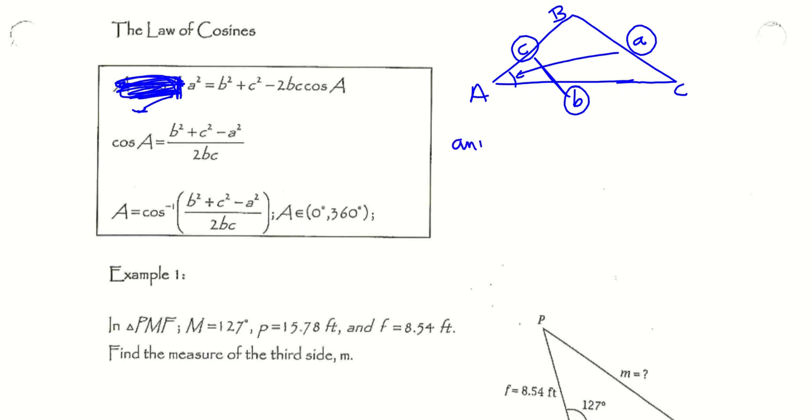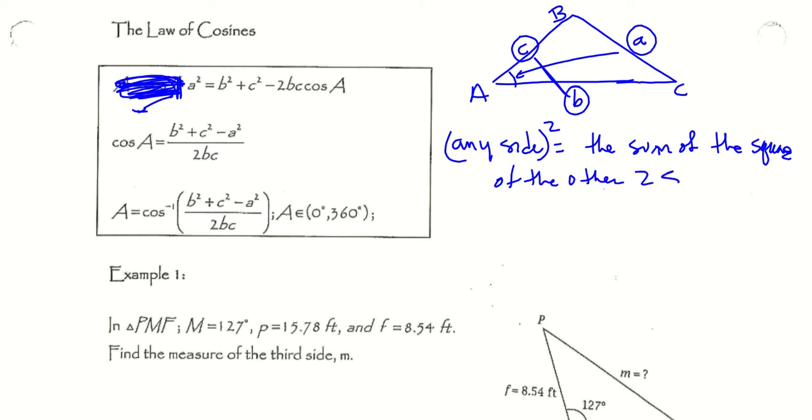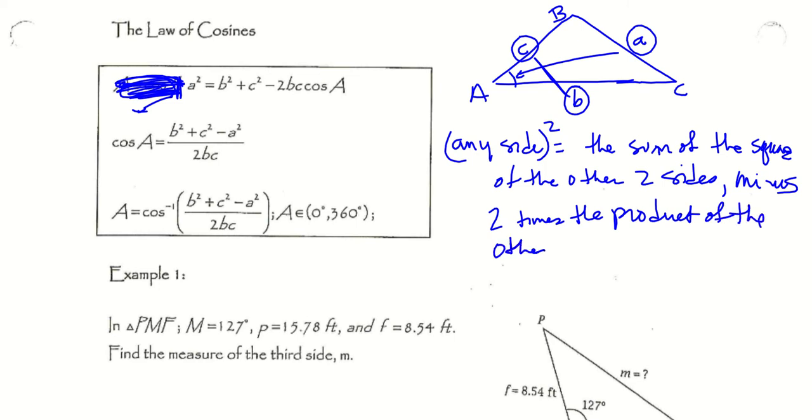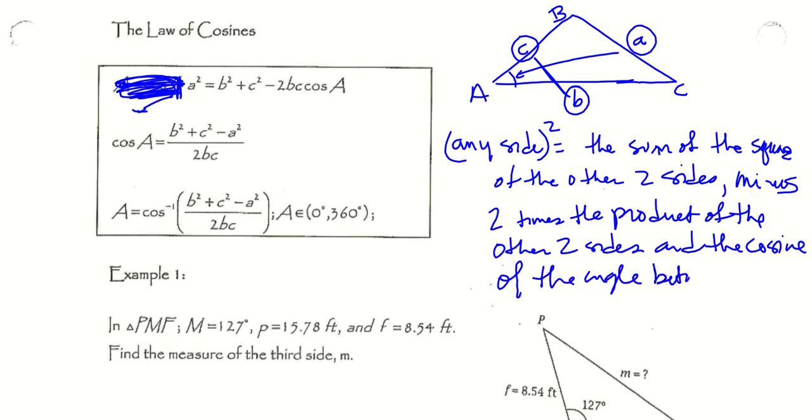Right? So this law of cosines says that any side squared is equal to the sum of the squares of the other two sides minus two times the product of the other two sides and the cosine of the angle between those other two sides.